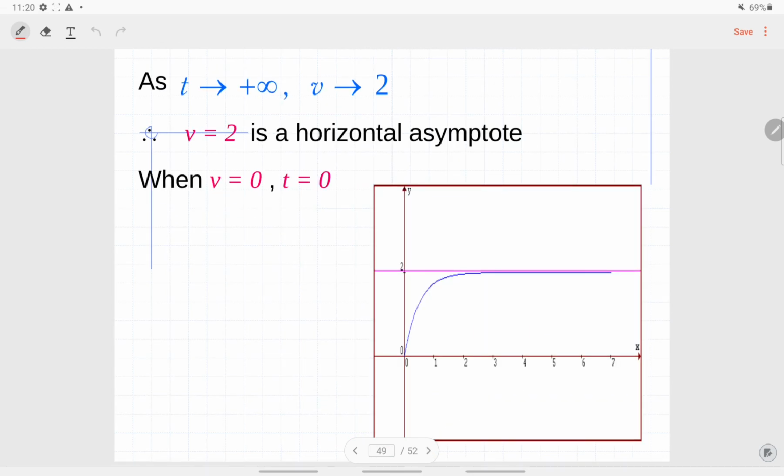So just now for v, as t approaches infinity, then v approaches 2. Here, v approaches 2. It is a horizontal asymptote. Okay, when v equal to 0, t equal to 0.